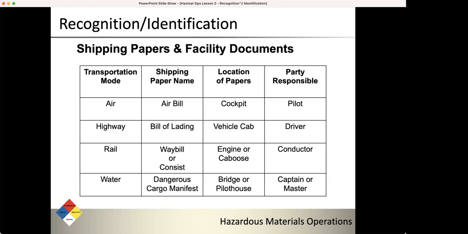Now, for the test, do we have to know these? Yes. In the real world, you just go find whoever's in charge of that vehicle and say, where are your shipping papers? What do you have in your cargo? And they'll know what you're talking about.